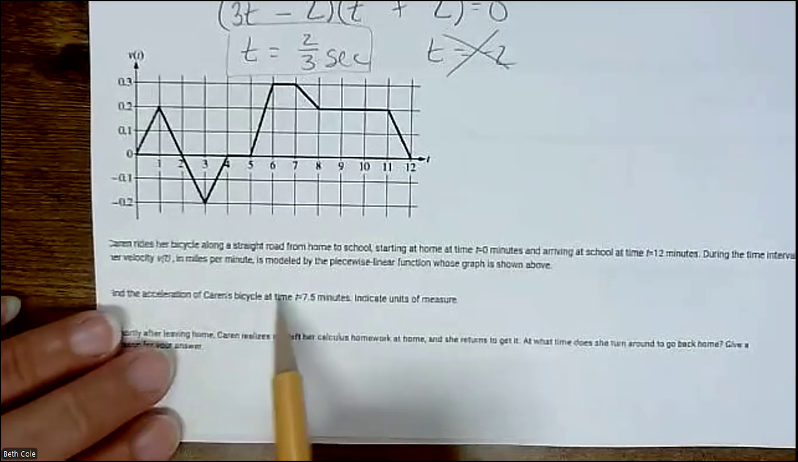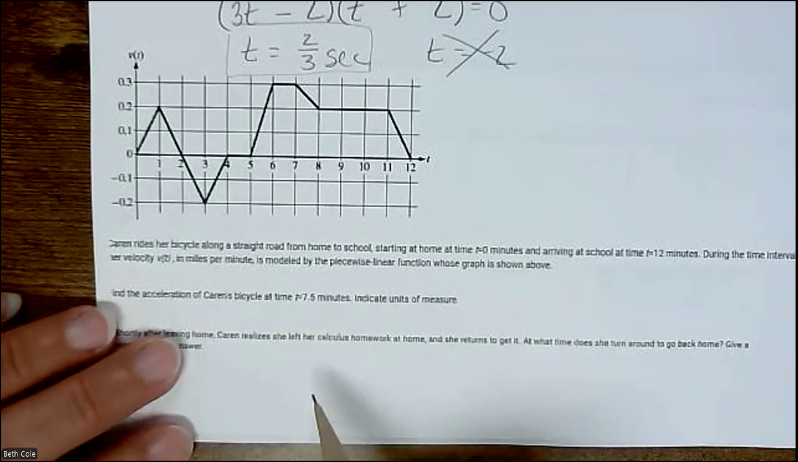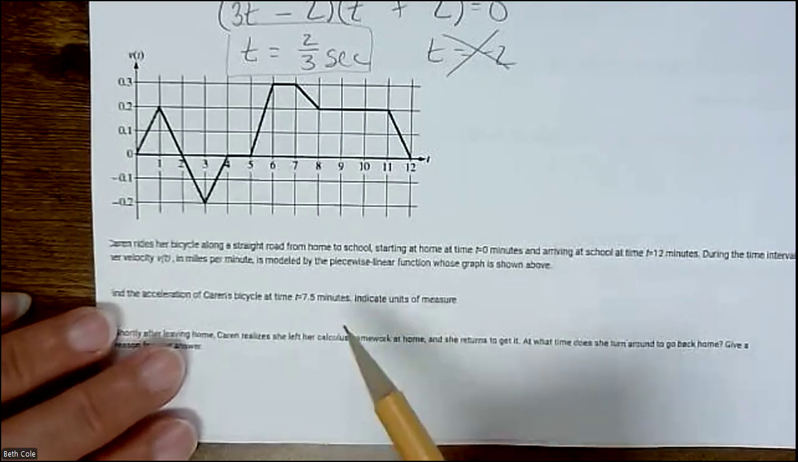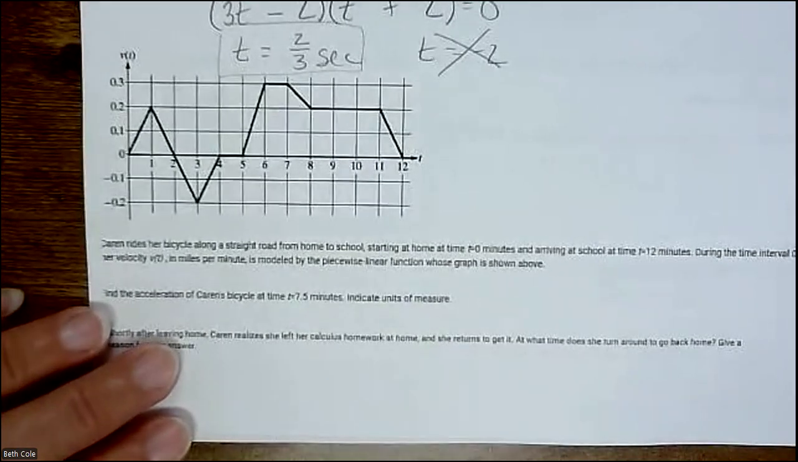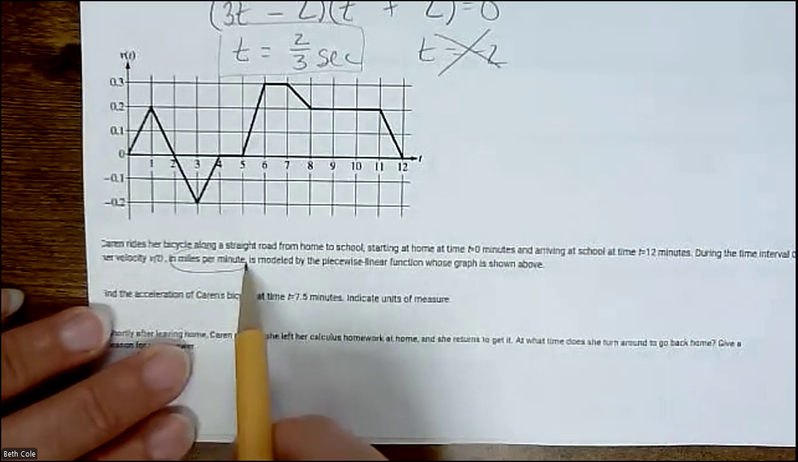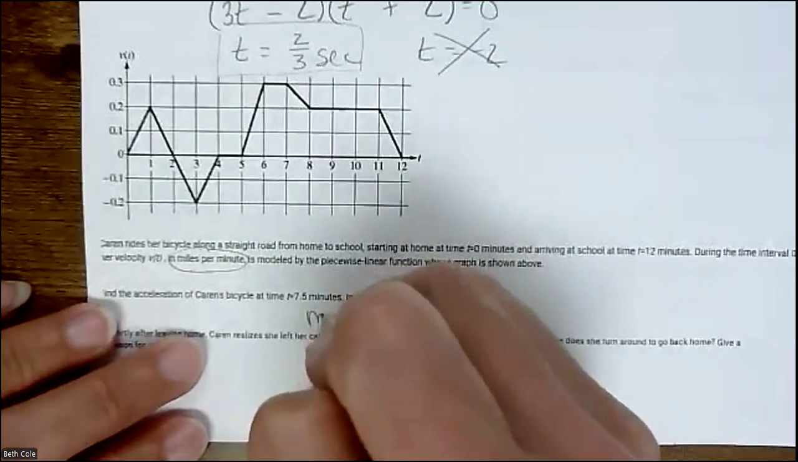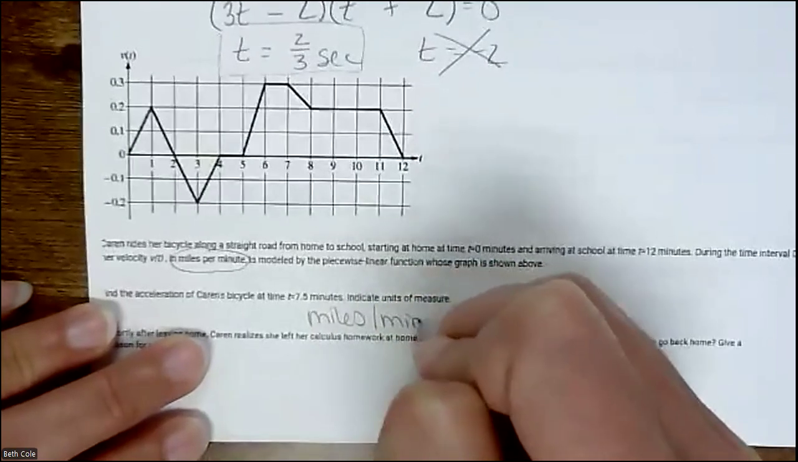All right. Find the acceleration of Karen's bicycle at time 7.5, indicate units of measure. If you aren't sure what to do, let's start with the units of measure. Her velocity is in what? Find it in there somewhere. Well, minutes is the time. That's true. Miles per minute. So what are going to be our units of measure for an acceleration? Miles per minute squared.